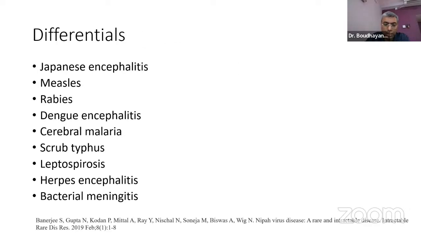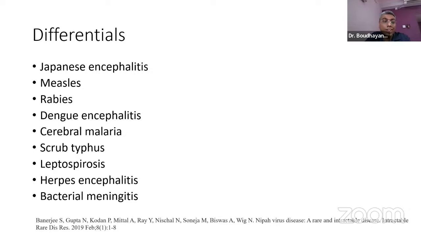So when we are dealing with these encephalitis, we should keep in mind other viral encephalitis like JE, Japanese encephalitis, measles, rabies, dengue in this season. In this tropical country, it is very common, and malaria is also common. Scrub, leptospirosis, herpes, and bacterial meningitis. These are the differentials we should keep in mind always.